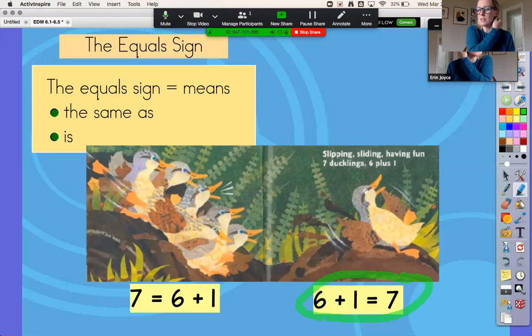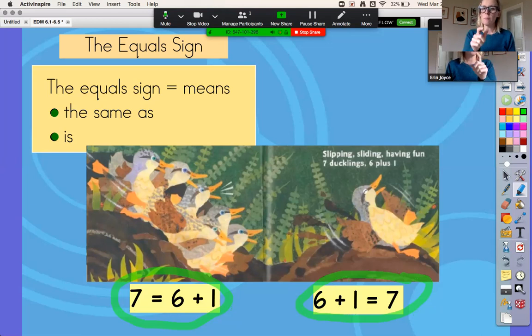And sometimes in number sentences, we see that the answer or the total is actually written first, then the equal sign, and then the 2 or sometimes 3 or 4 numbers that got you that answer. So this is also a completely right way to write this, even though our brain doesn't always want to see it that way. This one over here on the left says 7 is the same as 6 plus 1. Having 7 ducks is the same as having 6 plus 1 more. The number sentence here on the right says 6 ducks plus 1 more duck is 7 ducks.